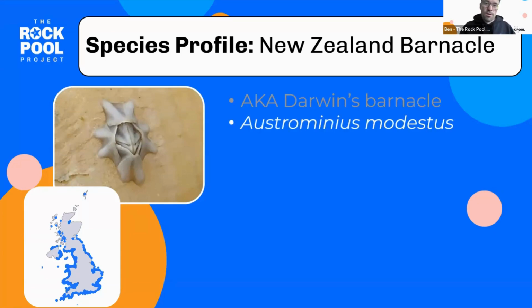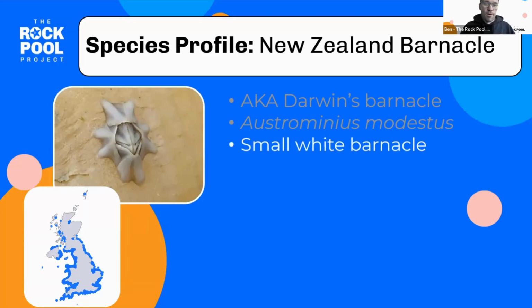Latin name is Austrominius modestus, and it's a small white barnacle. This is not life size. It's the same size as a regular barnacle, I would say. And barnacles are notoriously tricky when it comes to identification. Personally, I feel like I've got my eye in with this one a little bit. But this is probably a species that takes a bit of time to get used to.